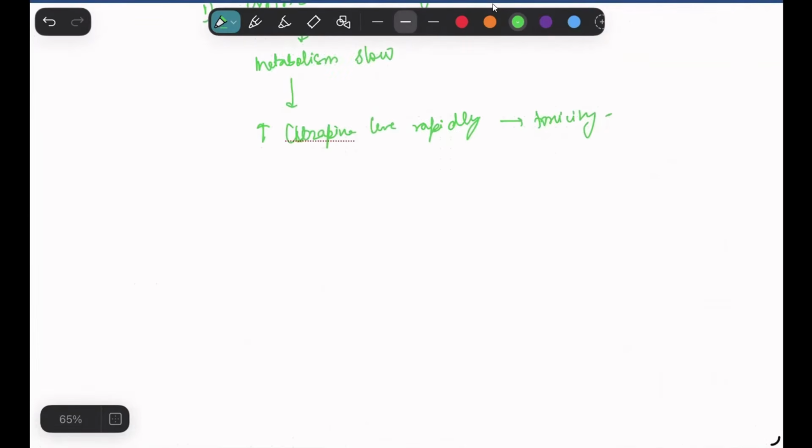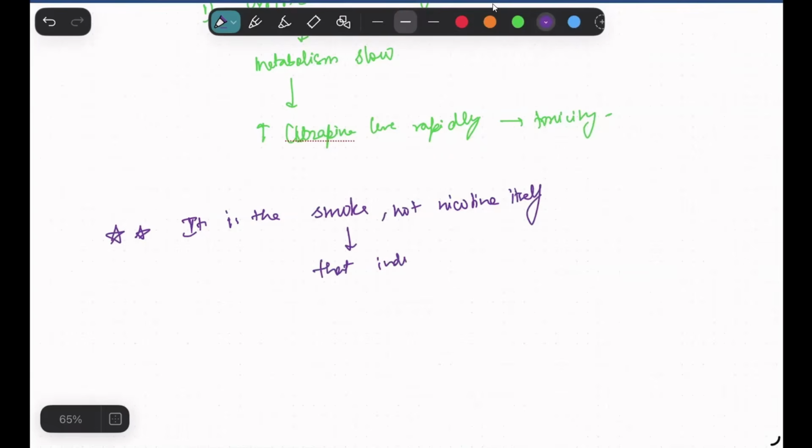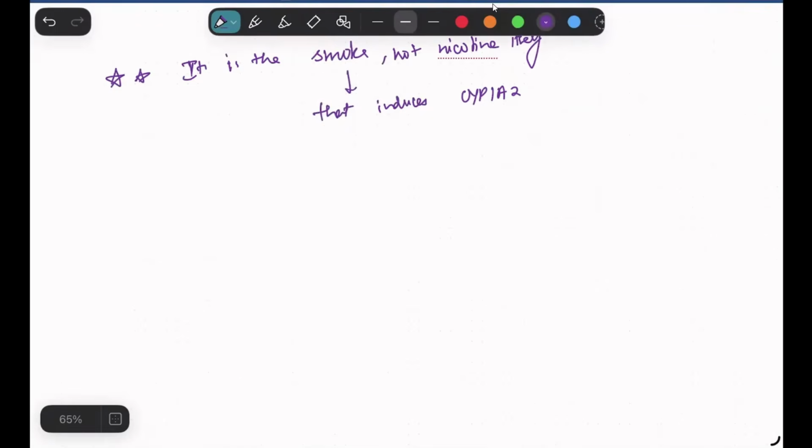And it is very important to know that it is not the nicotine. Okay, it's not the nicotine. It's actually the smoke that induces CYP1A2. So write this very clearly. It is the smoke and not nicotine itself that induces CYP1A2. Why? Because the CYP1A2 induction occurs by the polycyclic aromatic hydrocarbons in the tobacco.